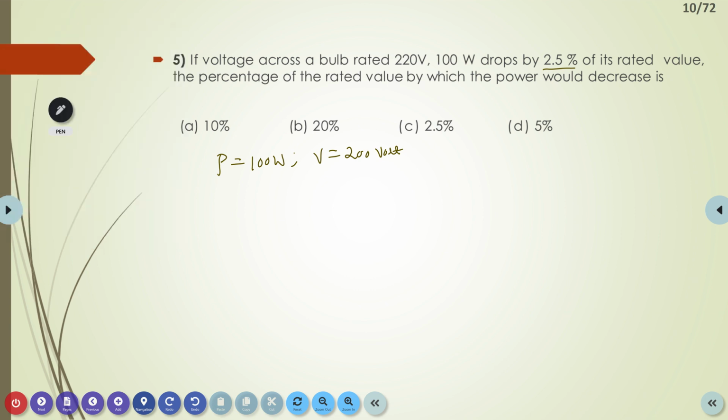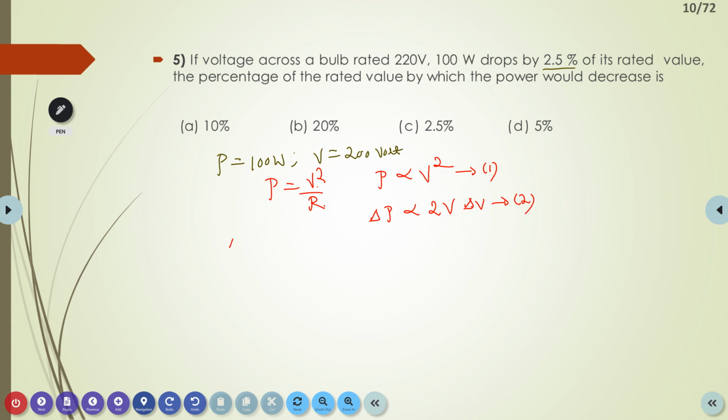Okay, fine. This problem is very similar to theory of errors and all that. Power equals V square divided by R. But here the resistance R of the bulb is not changing. Only the voltage changes, so P is directly proportional to what? V square. This is equation number 1. You differentiate. Delta P is directly proportional to 2V into what? Delta V. This is equation number 2.